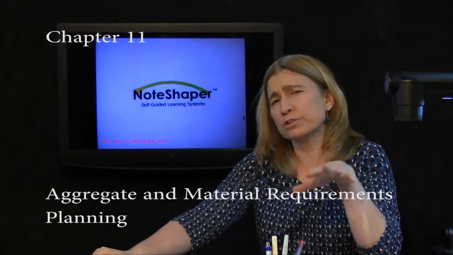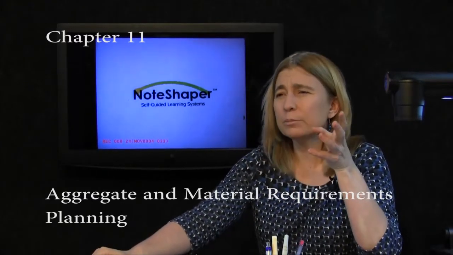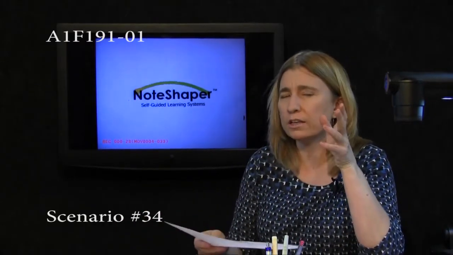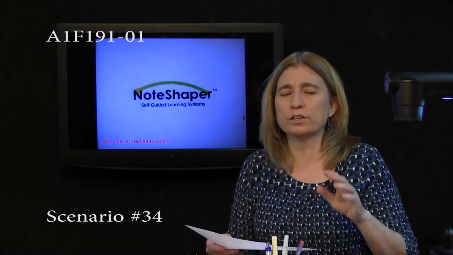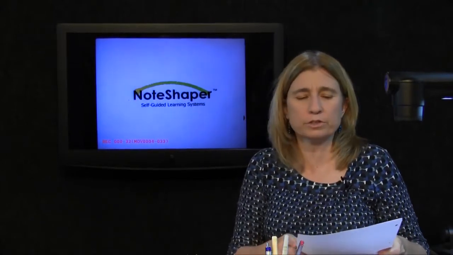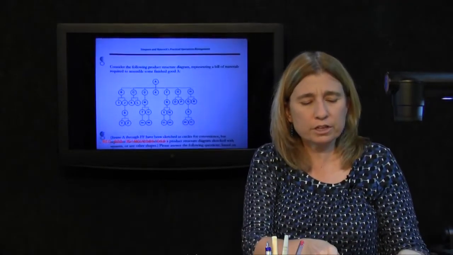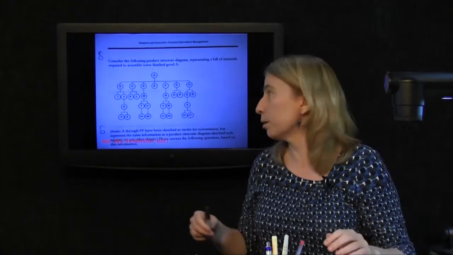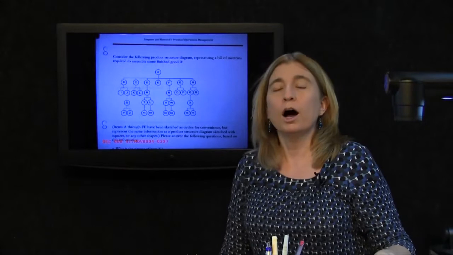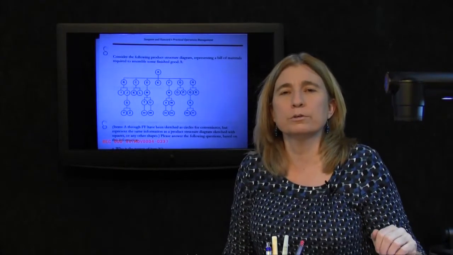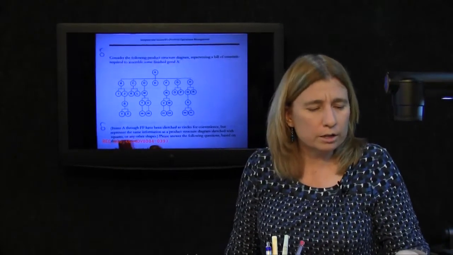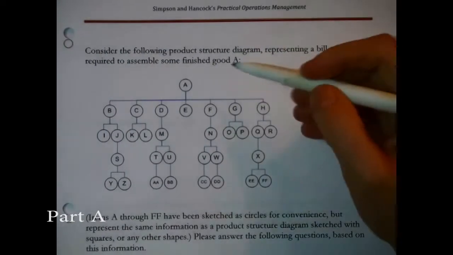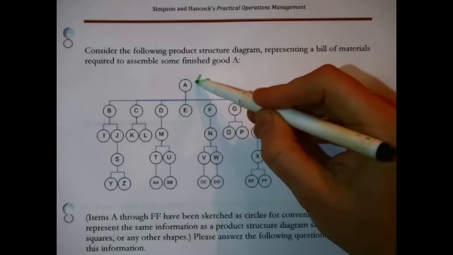Remember, in a product structure diagram, the items themselves can be circles, squares, ovals, really anything you want, as long as everyone understands that's what they represent. This particular problem is a good example of that because we have a rather elaborate product structure diagram. Really the only thing we're asked to do is interpret it. Consider the following product structure diagram representing a bill of materials for a finished good A.